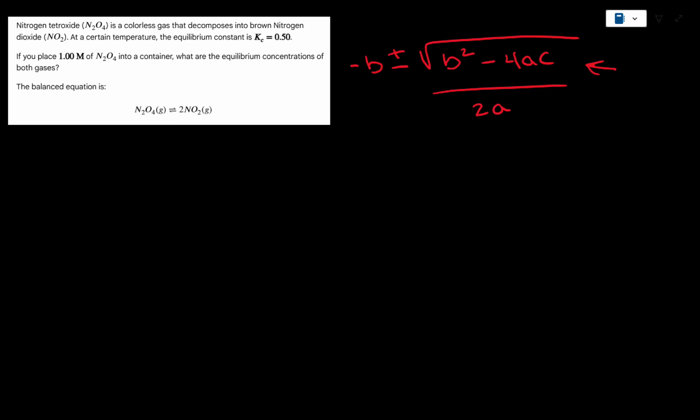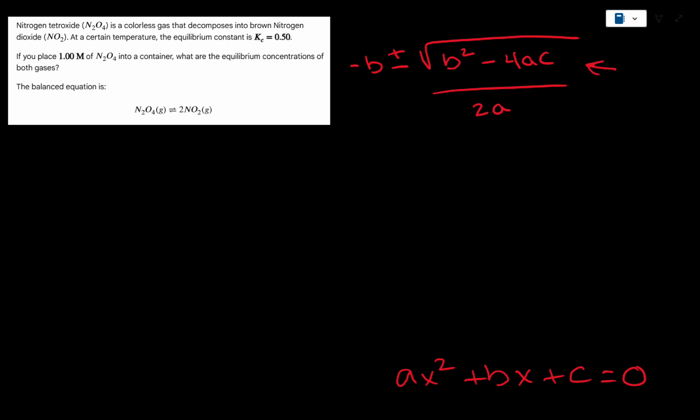But I also want to mention this. If you remember from college algebra, this is the quadratic formula, but this is the quadratic equation. It's ax squared plus bx plus c equals 0. And I want y'all to keep that in mind when we do this problem. Now let's go ahead and read the problem. N2O4 is a colorless gas that decomposes into brown nitrogen dioxide, NO2.